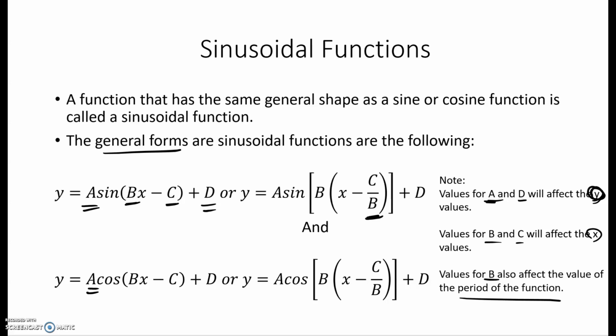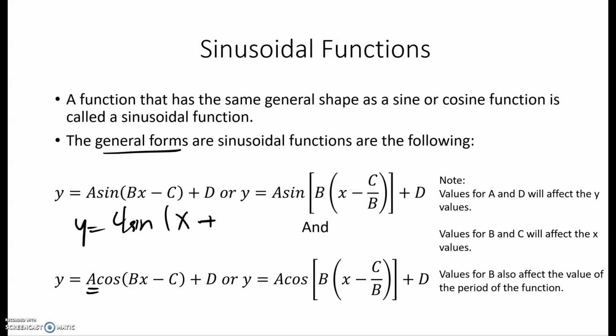C over B, or C divided by B, is going to make your graph move to the left or to the right. Now, a key thing to remember with whether you go to the left or to the right with your phase shift: if you've got a function like y is equal to 4 sine of x plus 5, you would think it goes to the right because it's a plus sign, but actually it'll go to the left, because you'd have to write it as y is equal to 4 sine of x minus negative 5. So this makes this a negative, which means you've got to go to the left.